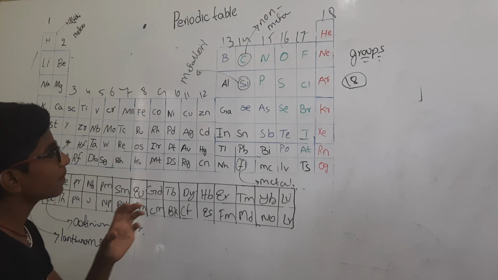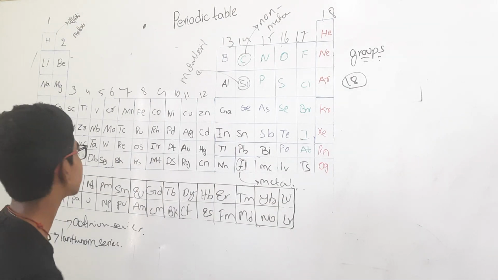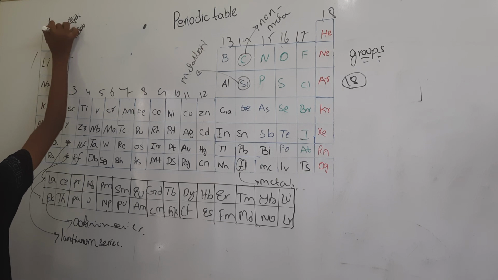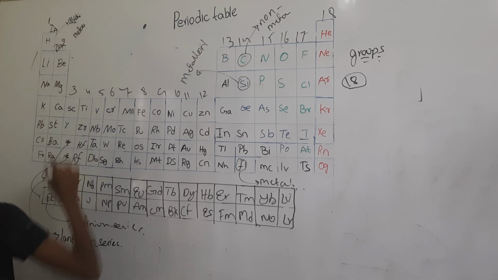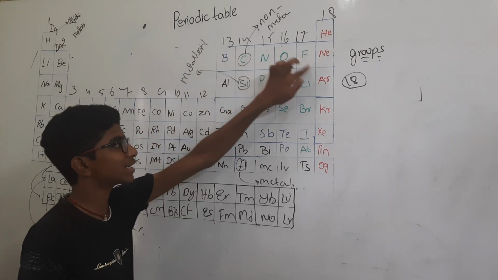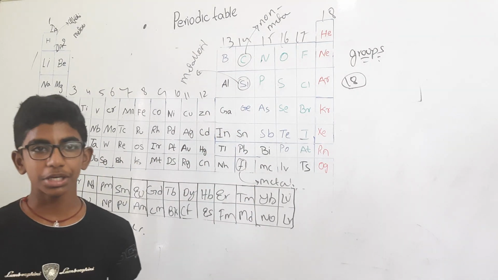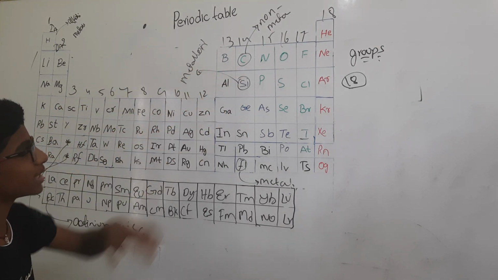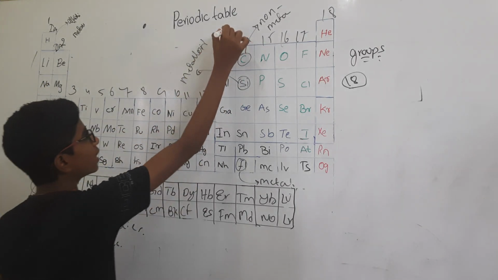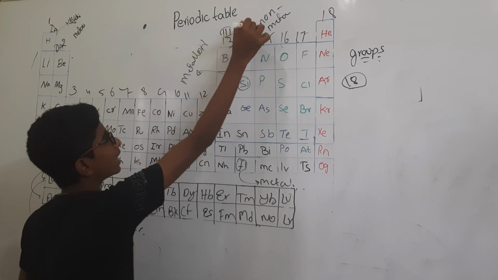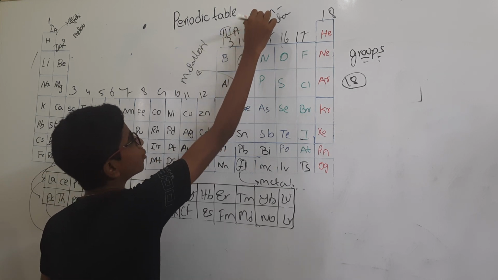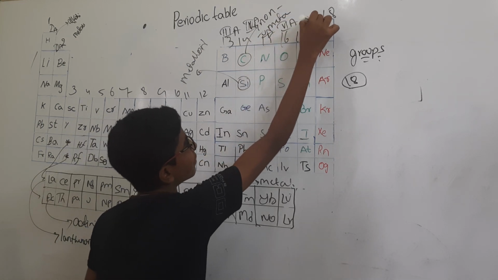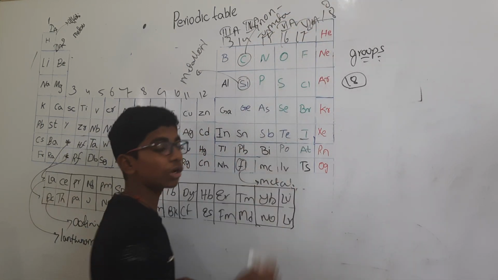Next, see, in groups there are also some types. The first group is known as 1A, 2A, this is 3A, 4A, 5A, 6A, 7A and 8A. These are the new IUPAC, the international system, giving these names in Roman numerals. This is 2A, this is 3A, this is 4A, 5A, 6A, 7A and 0A group.